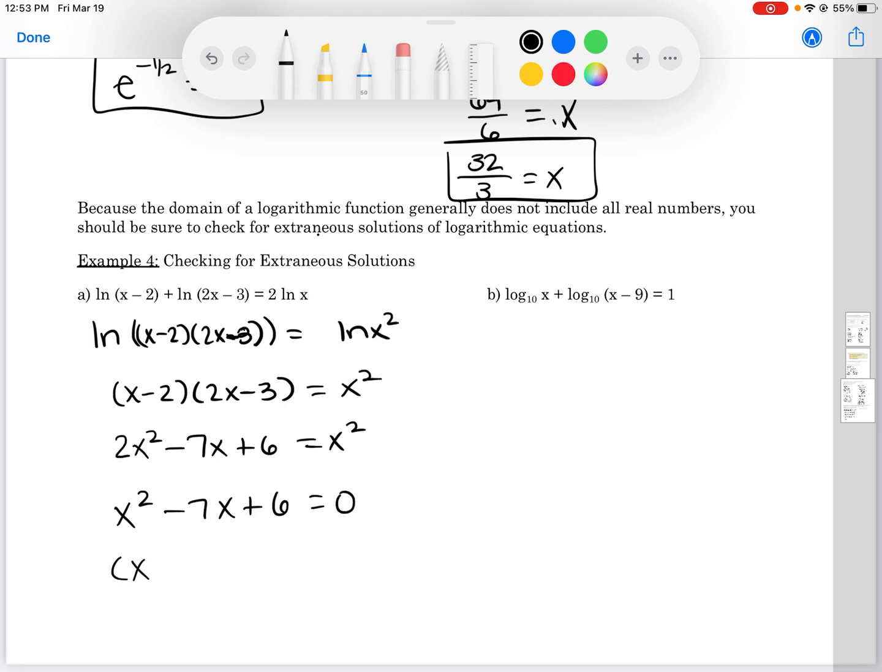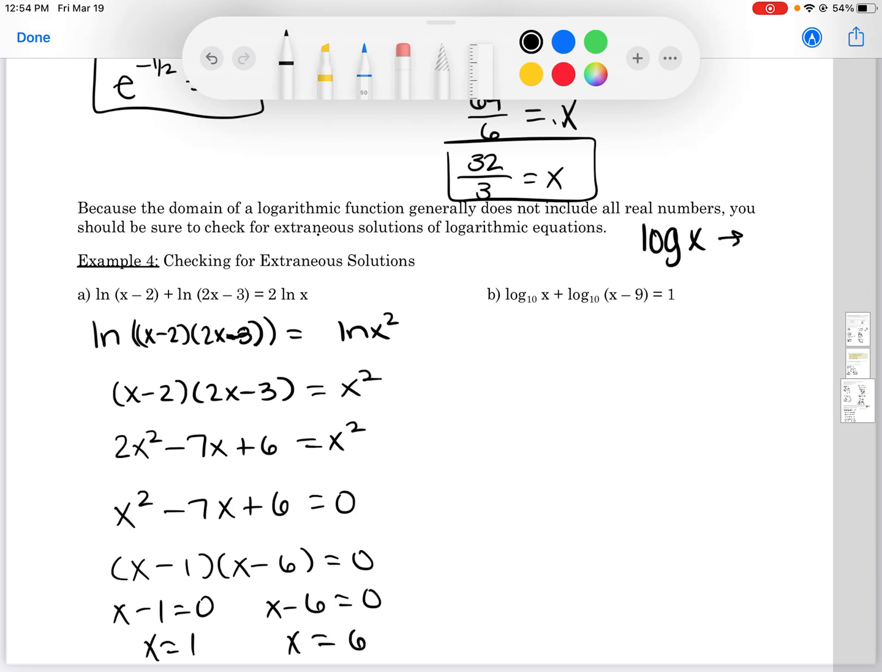Factor. And use the zero product property. So I'm going to get 1. And I'm going to get 6. And we just want to double check that if I plug in 1 or I plug in 6, that whatever I'm taking the natural log of is greater than 0. So if I take log of x, x has got to be greater than 0.